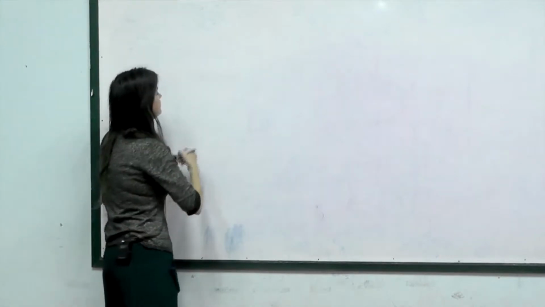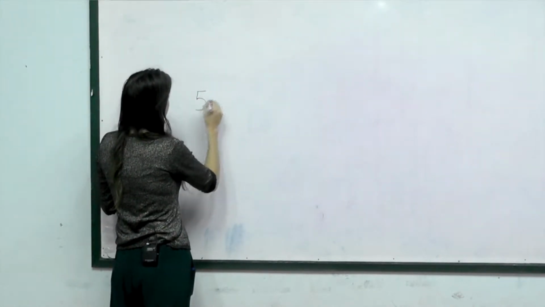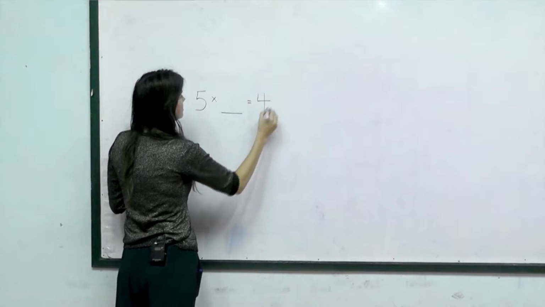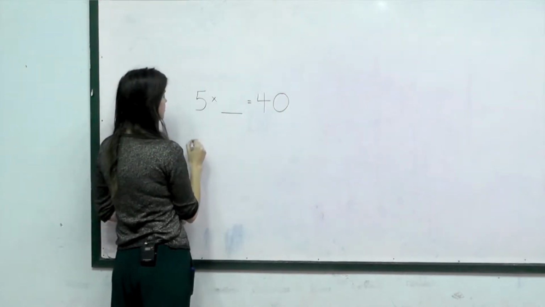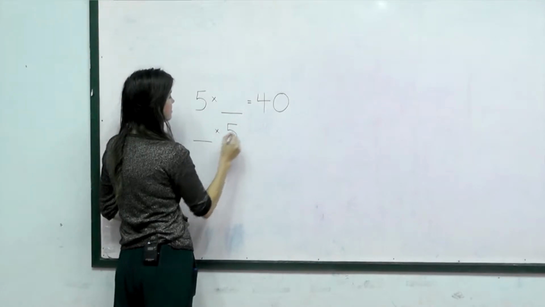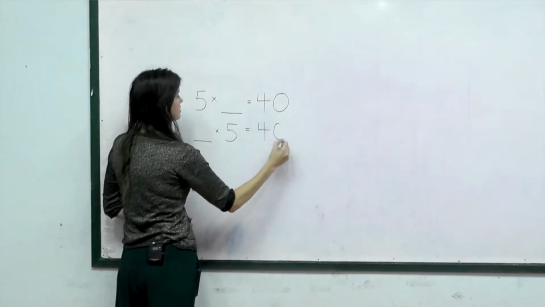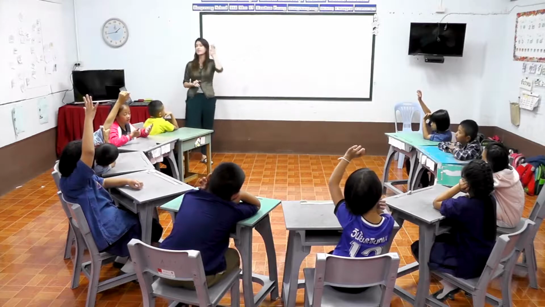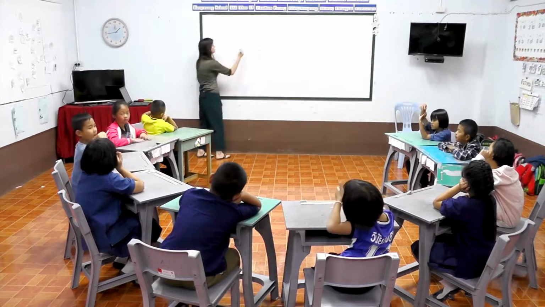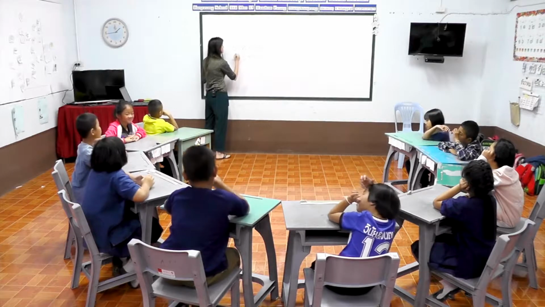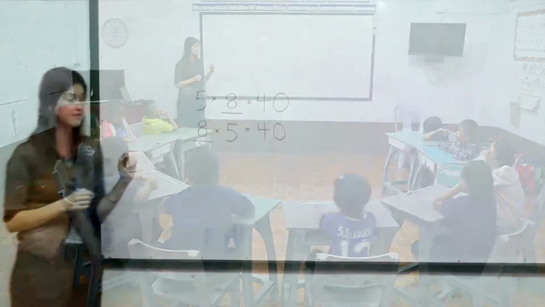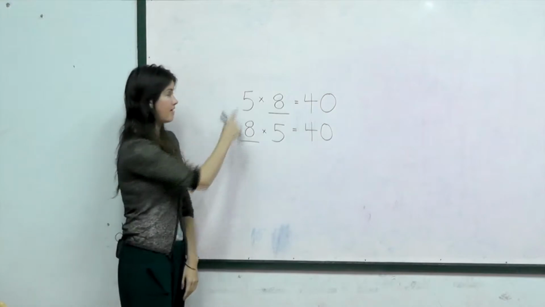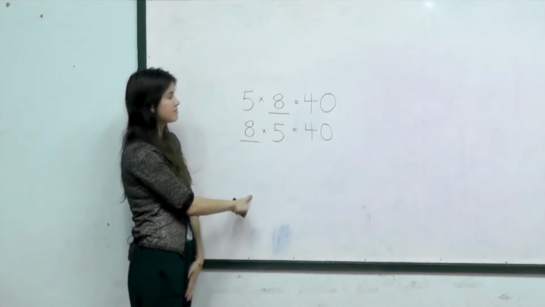So let's think about 5 times what number gives us 40? Or what number times 5 gives us 40? Okay, everybody together, what is it? Very nice. It's 8. So we've got half of our fact family. We've got our times. Now we're going to think about some of our fact family members with division.